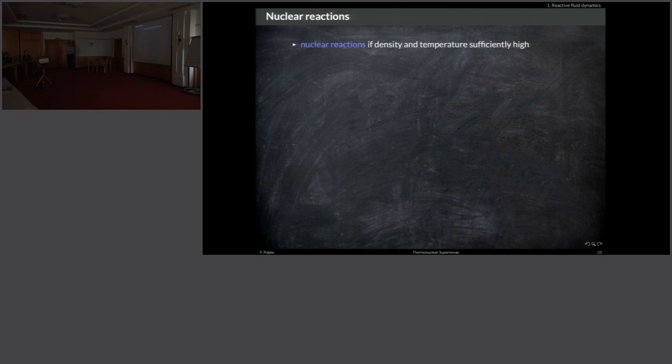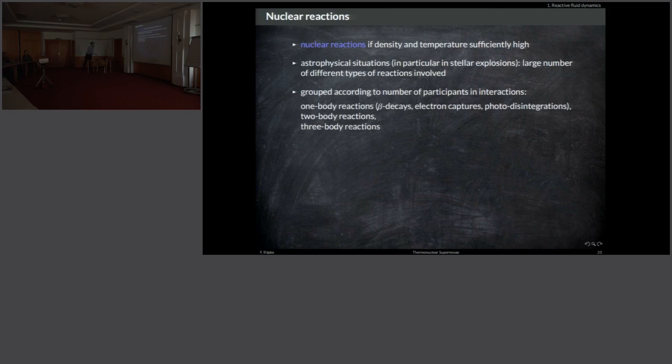Okay, so the next effect that we want to include, of course, if we want to model thermonuclear explosions, is nuclear reactions. Nuclear reactions take place if the density and temperature are sufficiently high, and this is in particular the case in supernovae. And here a large number of different types of reactions is usually involved.